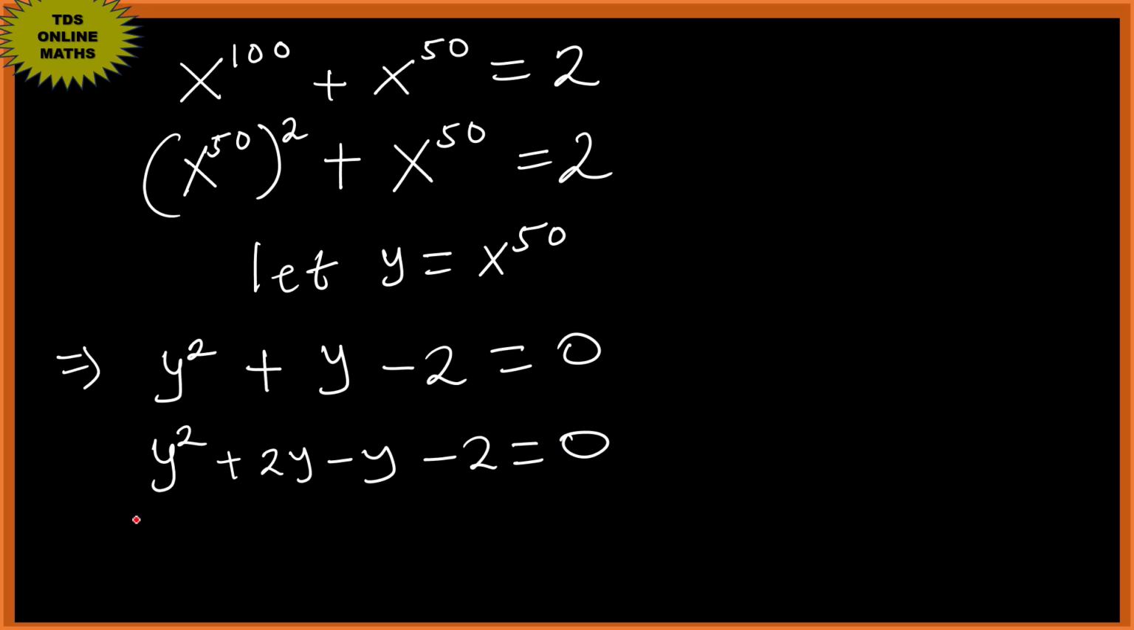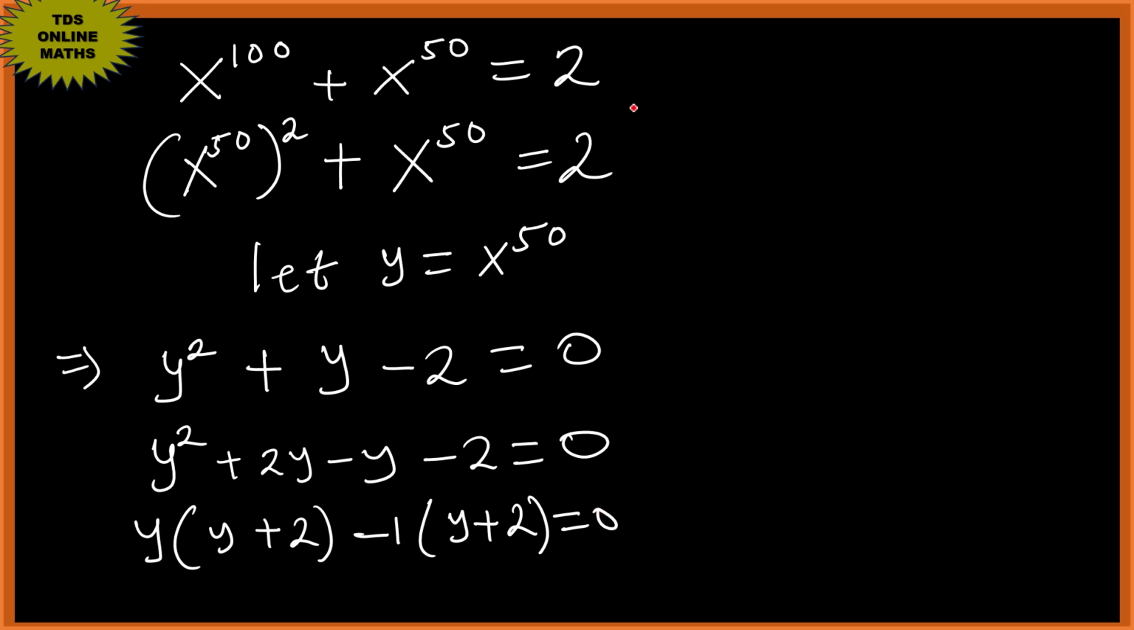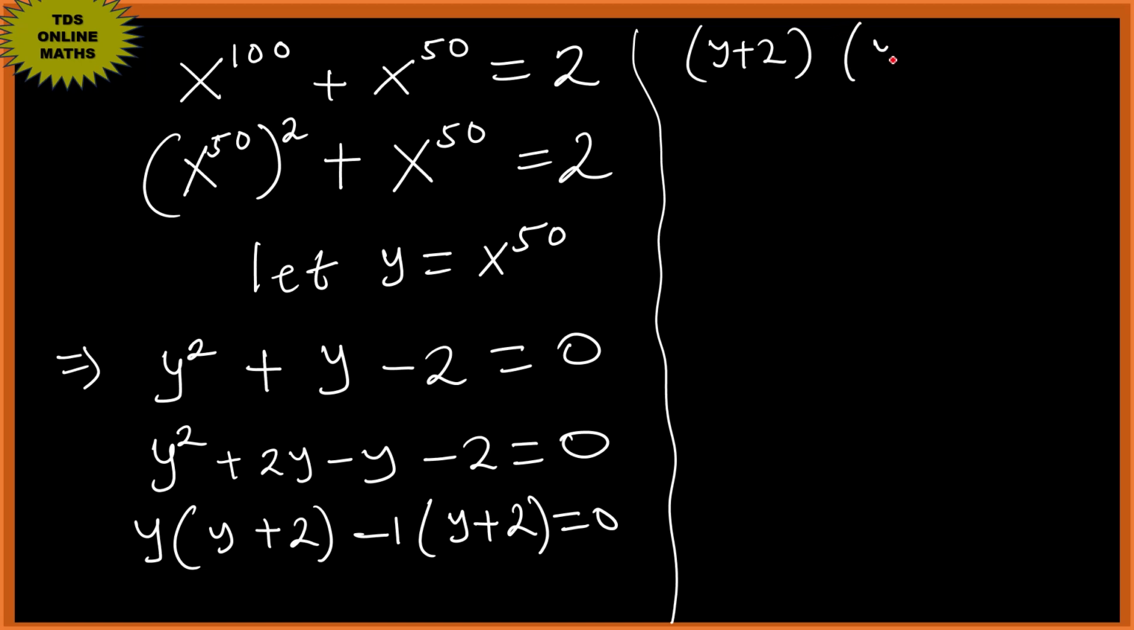Okay, so we can factorize y out here, y plus 2, and we can also take negative 1 out to make it equal. Okay, so the first answer for y, when I write y plus 2, y minus 1 equal to 0. So I have y equals negative 2, then y equals 1. So we have y equals negative 2 and y equals 1.